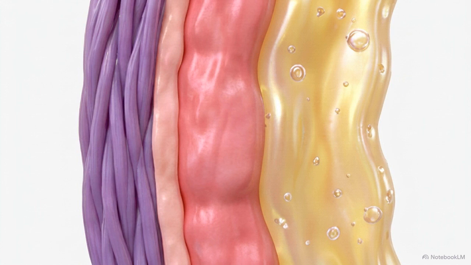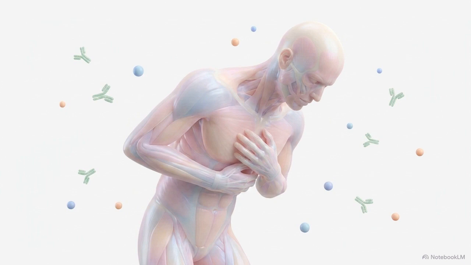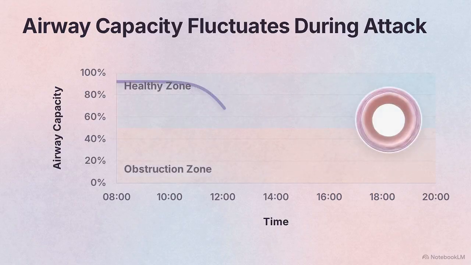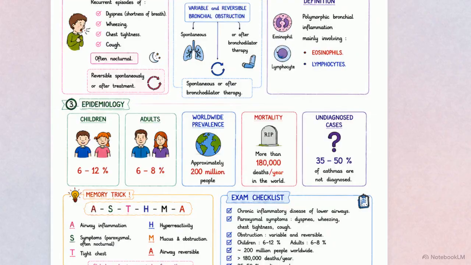Persistent tissue swelling creates the baseline for the mechanical spasm. Clinically, this presents through two primary characteristics: paroxysmal respiratory symptoms, meaning sudden, intense episodes, and an airway obstruction that varies over time. This graphic outlines the global scale of the disease.